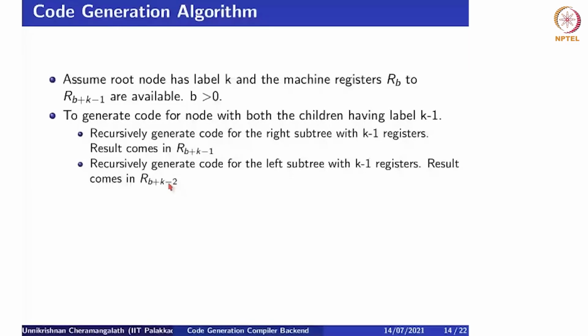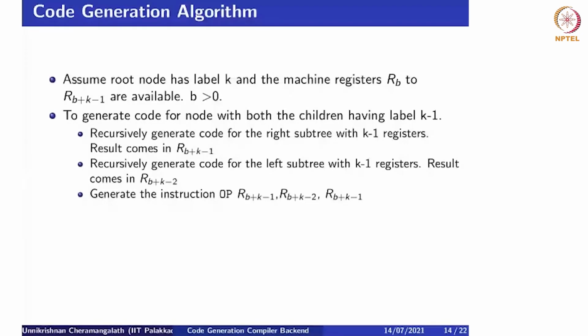Then generate the instruction OP, the instruction associated with that expression: OP RB plus k minus 1, RB plus k minus 2, RB plus k minus 1. So this should be the generated code for that node, which has label k.